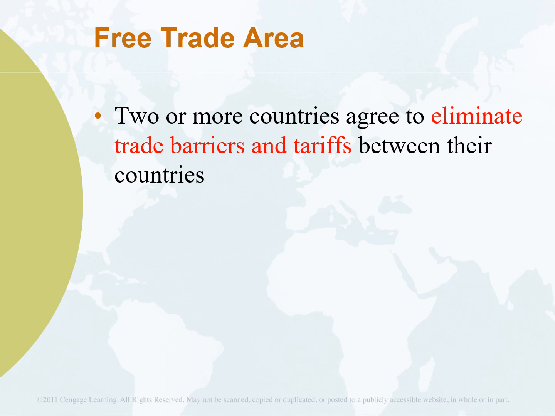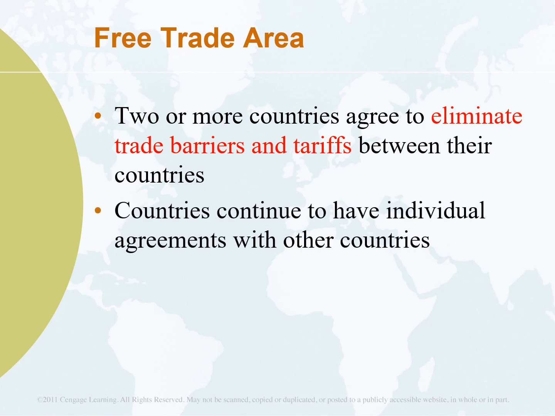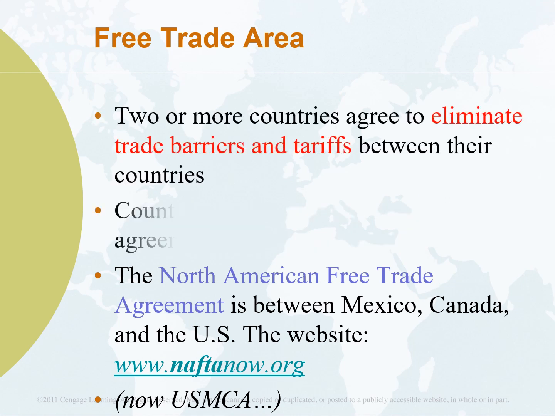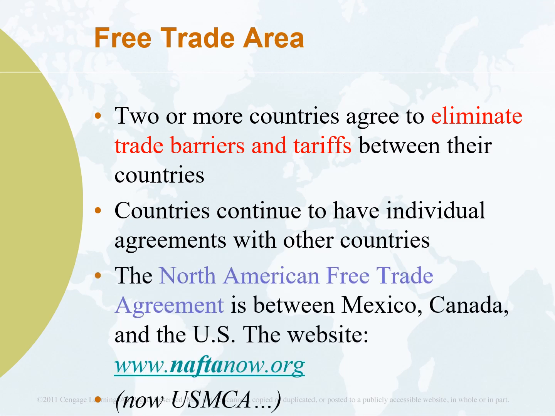So we form a free trade area, no tariffs, no barriers. And countries continue to have individual agreements with other countries. There's one called the North American Free Trade Agreement, or NAFTA, if you remember. That's between the U.S., Mexico, and Canada. But NAFTA is now gone. It's replaced by the USMCA, thanks to the effort of President Trump. Now we have the USMCA, and NAFTA is no longer there. That's a free trade area.